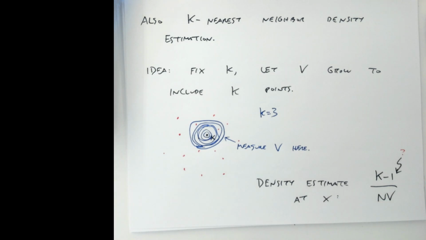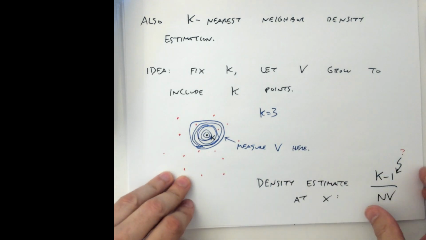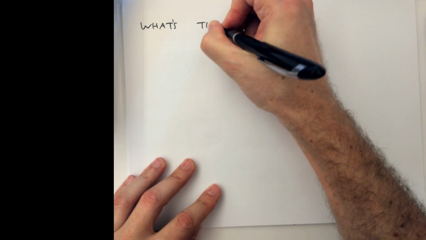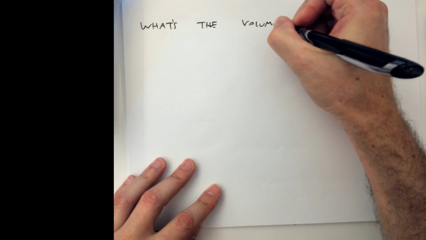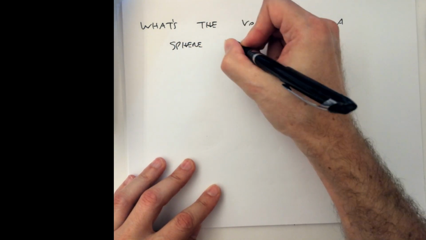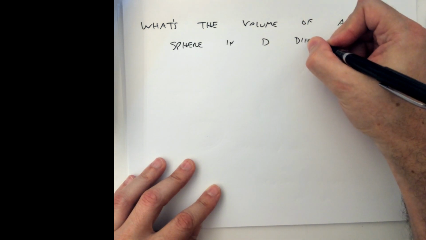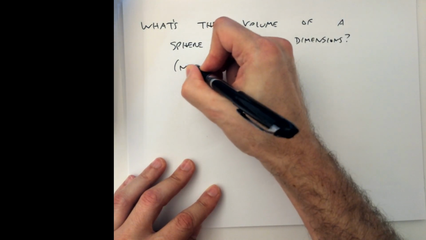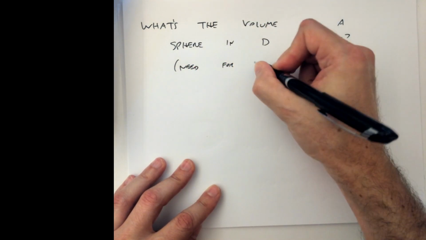What is v? So for v, you have to think about what is the volume of a ball in n-dimensional space that has a certain radius, right? So let me just write that down for you. What's the volume of a sphere in d dimensions? We need that for the denominator, sorry.